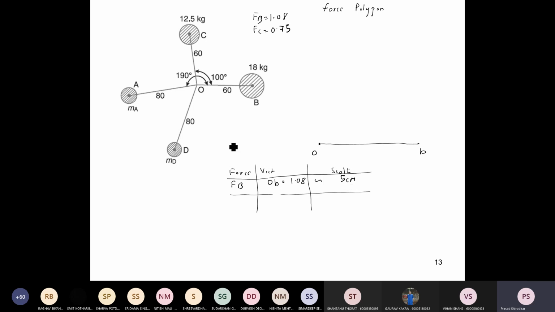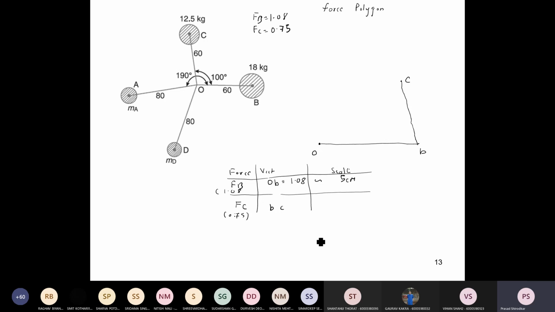5 centimeter. Now you don't have to take the same scale, just take any convenient scale. So draw OB equal to 5 centimeter. Now FC, again the value is given, this is 1.08, FC is 0.75. So draw a vector BC parallel to OC. This BC is parallel to OC.